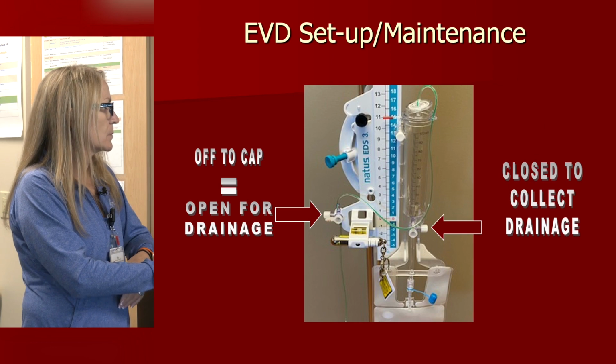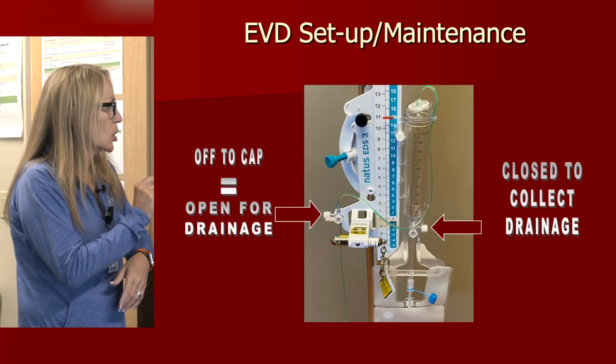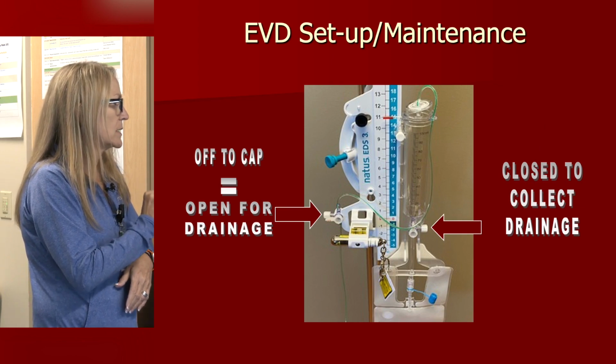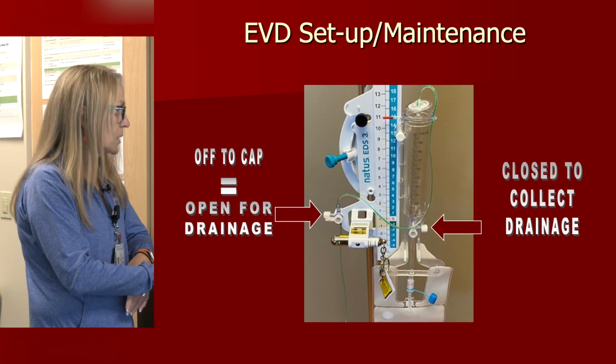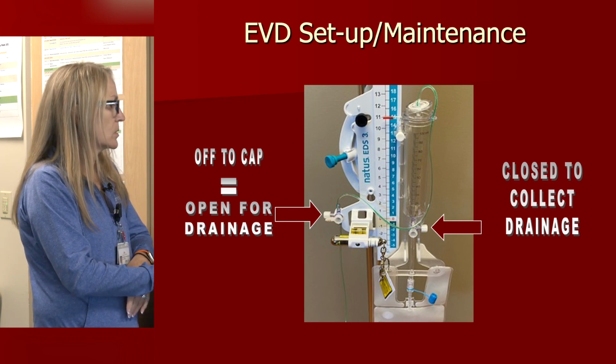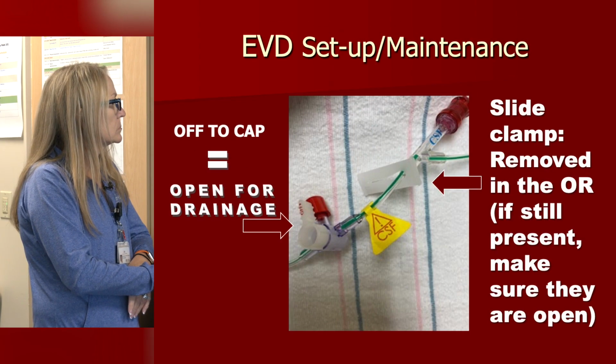That's just talking about the stopcocks. If you have it off to the cap, the little word "off" is on that little arm. So whatever it is pointing at is what it's off to. So right now it's off to the cap, which means it's open to flow. And then the one in the drip chamber is closed so that it'll collect the drainage.